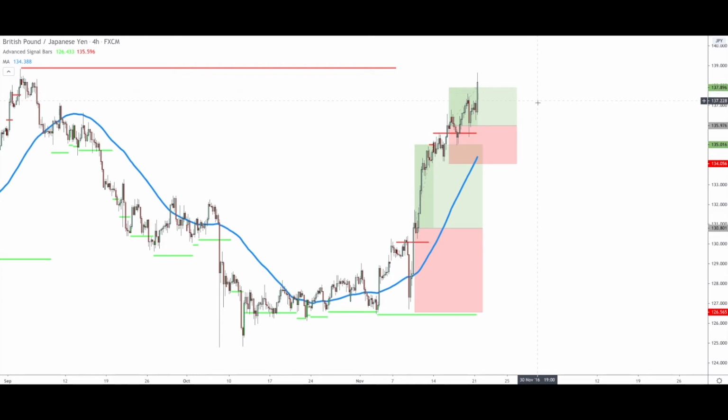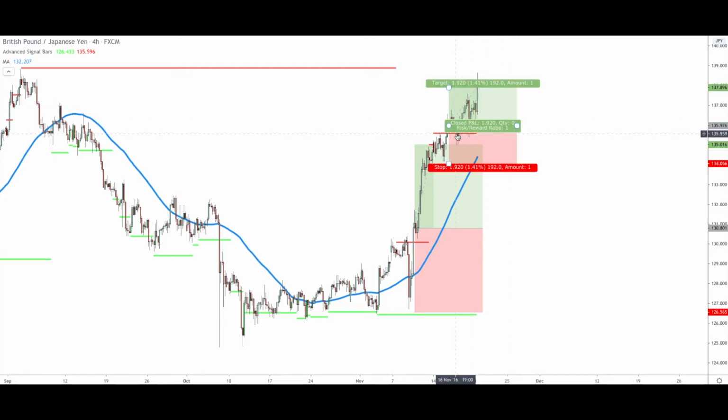I would like to take the chance to answer a question that I received recently, which is what should I do if the price falls back down below this red horizontal line, which is displayed by the advanced signal bars? Well, just leave the trade open. It's not significant. What we are looking for is a break above this red line.